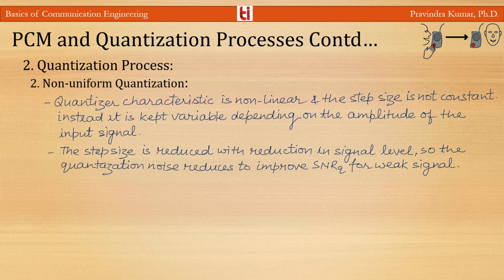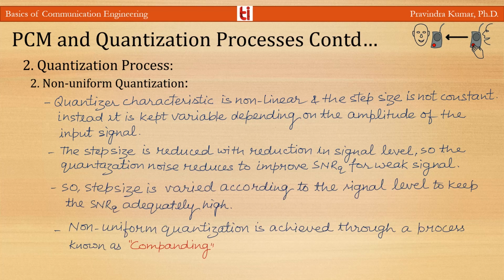In non-uniform quantization, the step size is reduced with reduction in the signal power level. For weak signals, where P is very much less than 1, the step size is small, so the quantization noise is reduced to improve the signal to quantization noise ratio for the weak signal. So step size is varied in accordance with the signal level to keep the signal to noise ratio adequately high, and non-uniform quantization is practically achieved through a process known as companding.